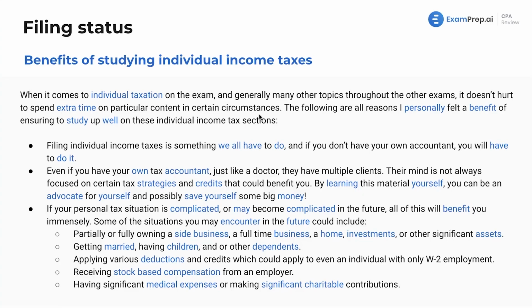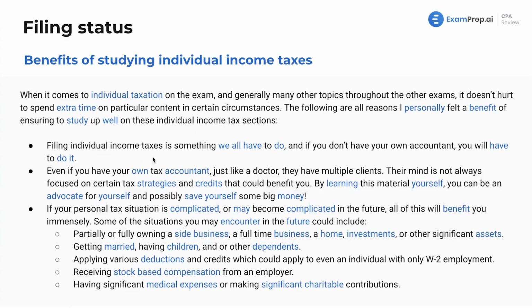Now, first off, filing status, this is pretty important for the exam. If you don't know this, you're not going to do well. This is the bread and butter. Is it going to be, let's say, 20% of the exam? No, but if it's a good 3%, it's a guaranteed 3% of the exam. Maybe it's 5%. It would be guaranteed. You're definitely going to see this on the exam. Now, the following reasons are all the reasons I personally felt a benefit to ensuring to study up well on these individual income tax sections. Again, whether it's this, gross income, deductions, anything like that.